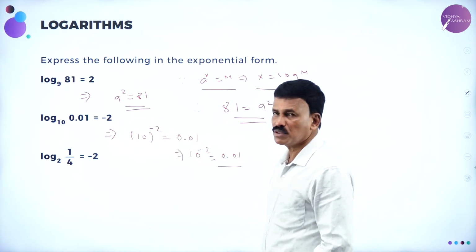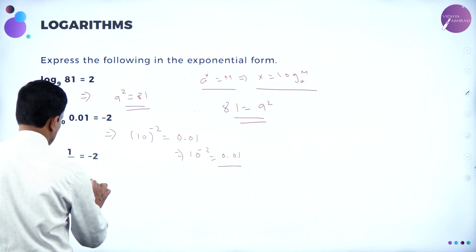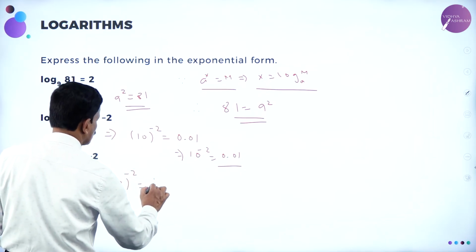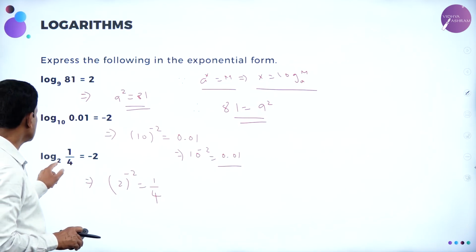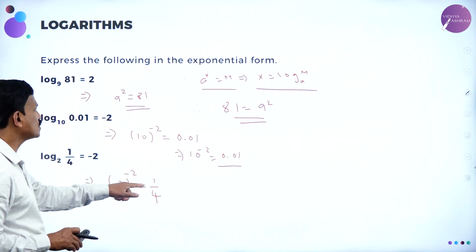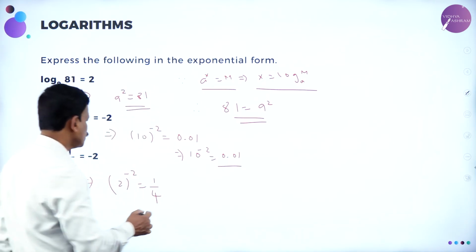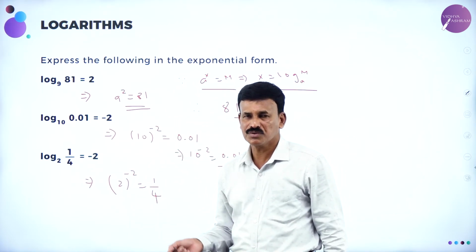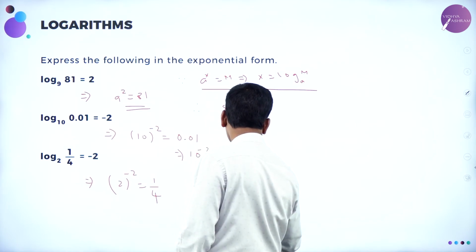Now come to this problem. Logarithm of 1 by 4 to base 2 is equal to minus 2. This implies, what is the base here? The base is 2, so 2 to the power of minus 2 is equal to 1 by 4. So log m to base a is equal to n, base 2 to the power of x, that is minus 2, is equal to 1 by 4. You know the value of 2 to the power of minus 2 is 1 by 4. So we can write 2 raised to minus 2 is equal to 1 by 4.